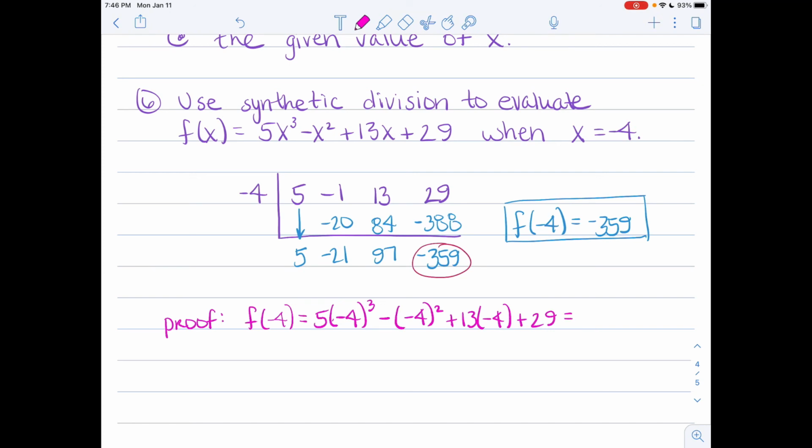And you're going to probably want your calculator for this, but you're going to put all of this in, including making sure that parentheses are in all of the right places. But once you put that into your calculator, what you should come up with is that same answer, -359. So these are the same.